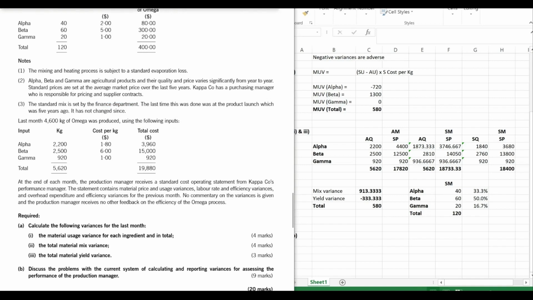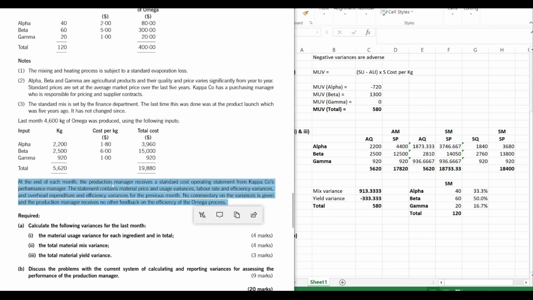And then it says the last time this was done was at the product launch, which was 5 years ago. It has not been changed since. Given that the quality and price vary so much from year to year, why hasn't it been changed for 5 years? So there's plenty of points we can write here, okay? Let's go through the last paragraph as well to see any points that could come up here.